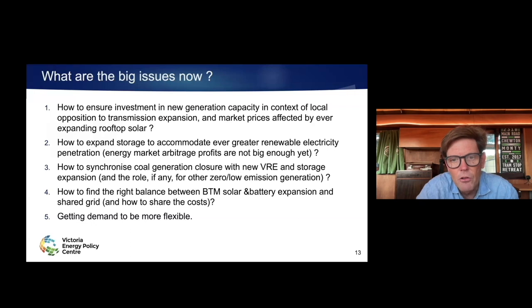How to synchronize coal generation closure with new clean energy installation and storage expansion, and what role, if any, for zero low emission generation? This is now becoming a very big debate in Australia. How to find the right balance between behind the meter solar and battery expansion and the shared grid, and how to share the costs between the two. And finally, most importantly, getting demand to be more flexible, in other words, to increase demand when wind and solar is plentiful.